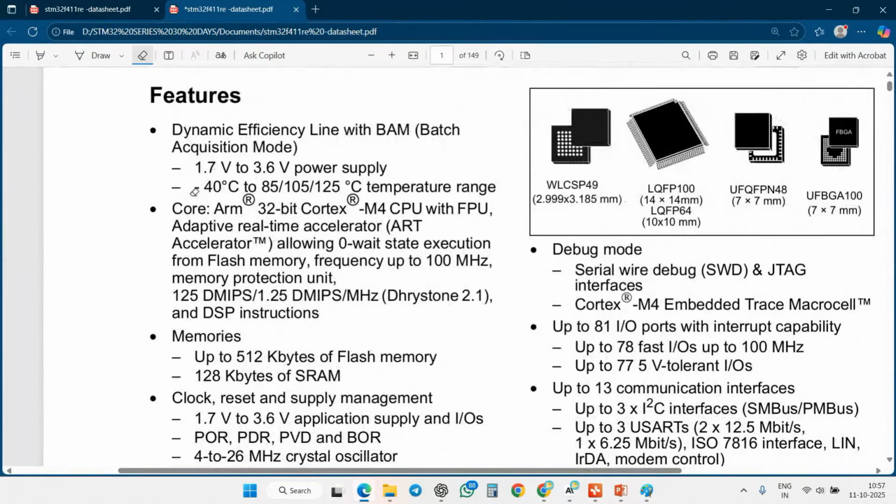That's cool. Here we have one point left, called ART. That is the Adaptive Real-Time accelerator. So what is the meaning of Adaptive Real-Time accelerator, which is called ART? It is telling us about zero wait state execution from flash memory.